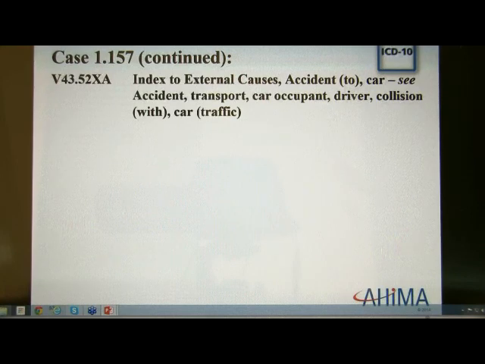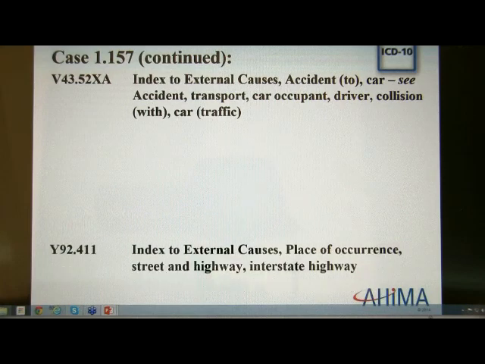So the external cause here was that she was driving. She was a car occupant driver that collided with another car. The place of occurrence was a highway or interstate. So our rationale here, there is no combination code for fractures of the radius and the ulna, so we're going to have to code those each separately.